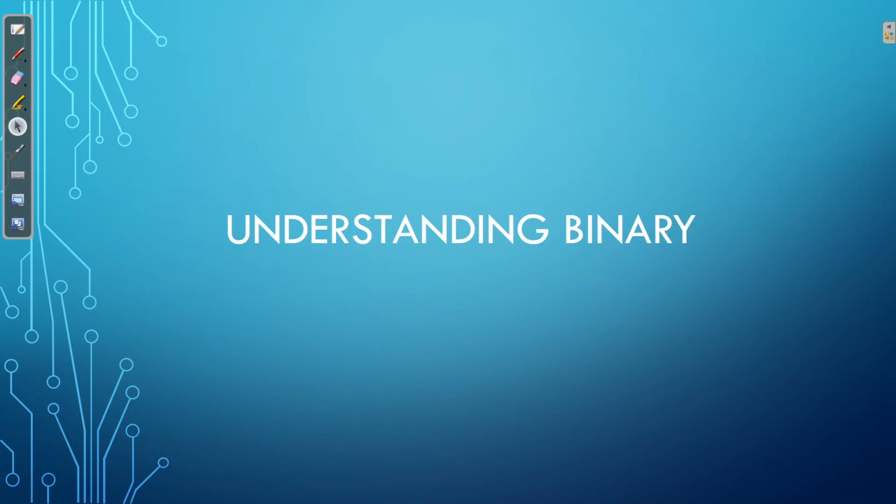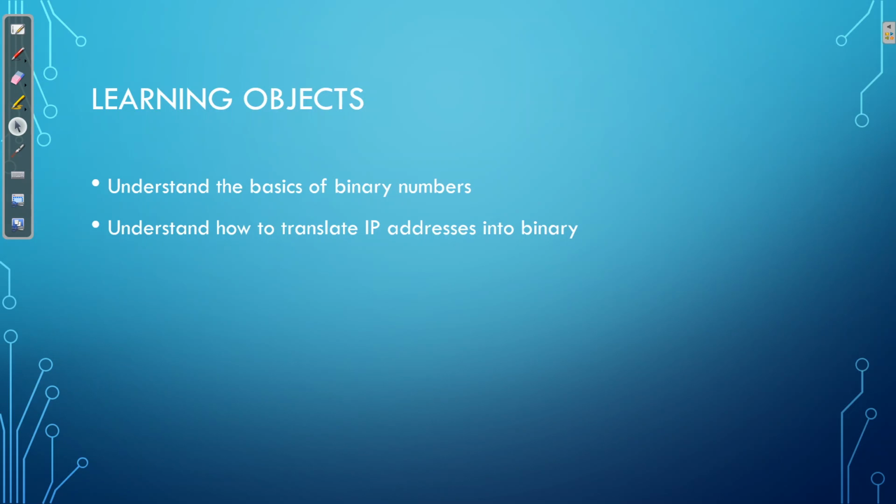In this video, we're going to look at the basics of binary numbers. So the learning objectives: to understand the basics of binary and to understand how to translate IP addresses into binary. And you may be wondering yourself, why are we focusing on binary? That's because computers read IP addresses in binary. Secondly, we use binary when we're subnetting, so it's important to understand how binary works.